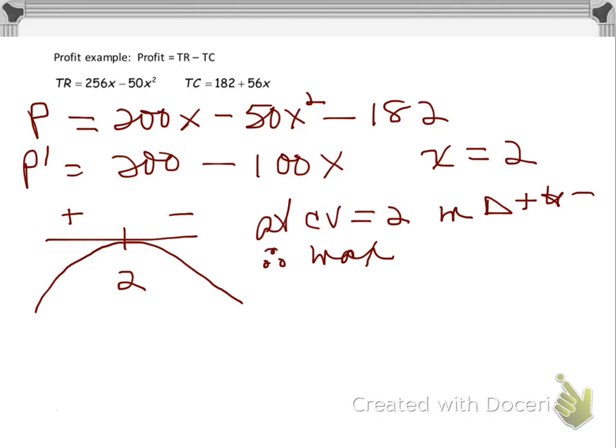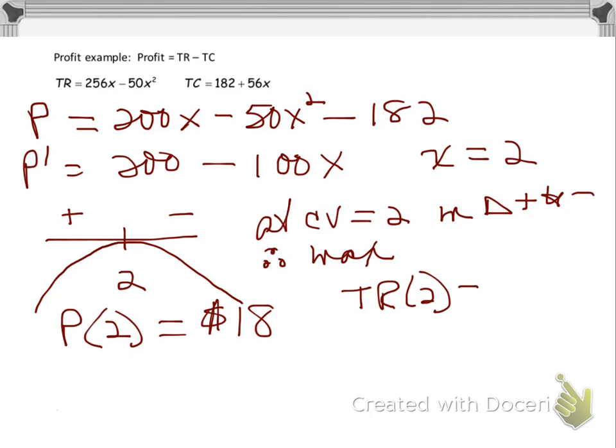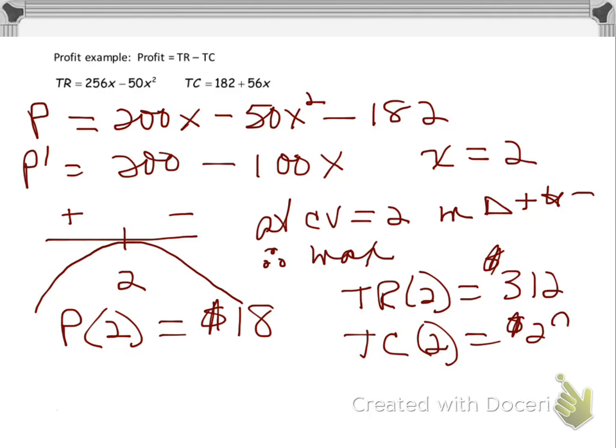So tell me, what is that profit that we're maximizing? Evaluate profit at 2, and you should get a profit of $18. I also have to ask you, what's the total revenue then? Total revenue at 2 is going to be $312. Total cost at 2 will be $294. So you can answer a lot of questions on this one problem. Okay, we're going to go through 4.2, which is curve sketching, in the next slide.